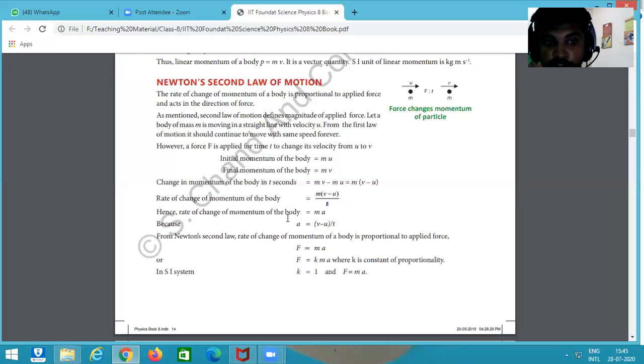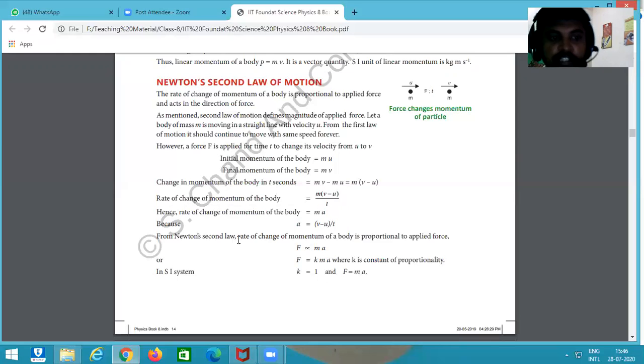Hence the rate of change of momentum of a body is m into a. Why is a put in place of (v minus u) upon t? You recall the formula of acceleration. Acceleration a is equal to final velocity minus initial velocity upon t. So we put a in place of it.